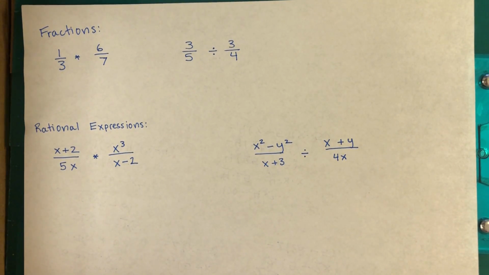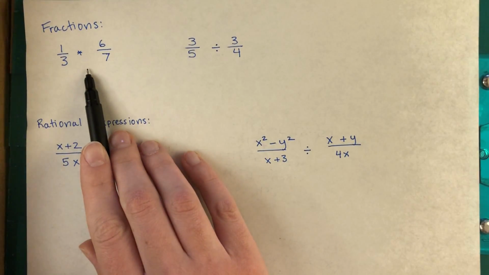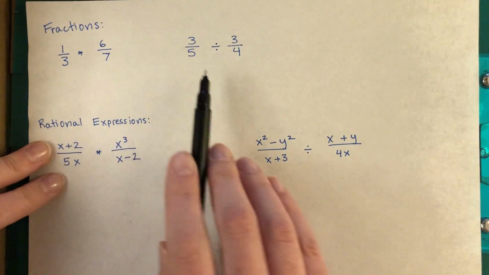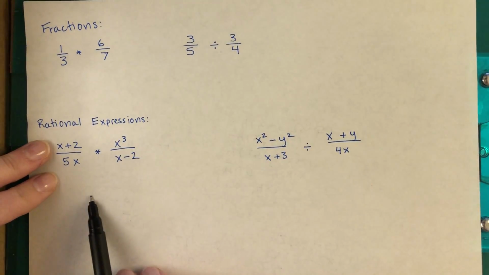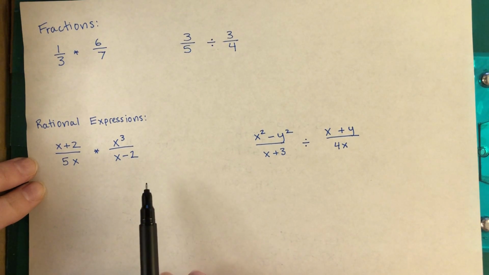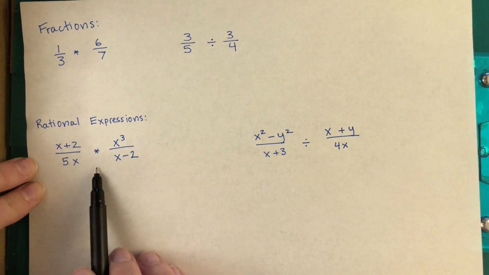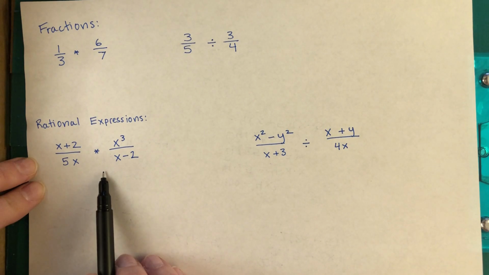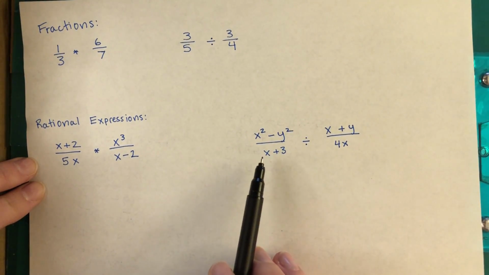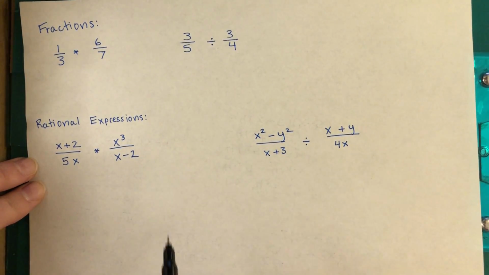I'm going to start with one fairly simple topic that we haven't covered yet in rational expressions, and that is multiplying and dividing. So first we'll see how multiplying and dividing works in regular fractions. You can see here I've got two fractions multiplied. I've also got two fractions divided. And then we'll see how it works in rational expressions. You can see here I have two rational expressions being multiplied together. And then here I have two rational expressions being divided.